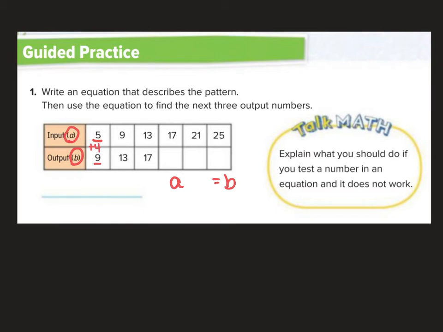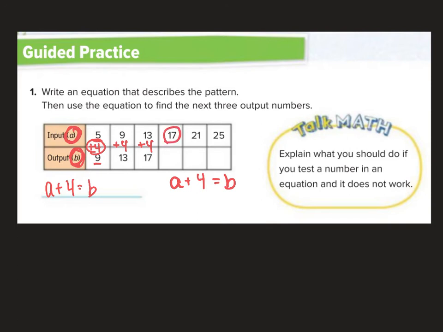Let's see if that adding 4 is our rule. Is 9 plus 4 equal to 13? Yes, it is. Is 13 plus 4 equal to 17? Yeah, it is. So our equation is A plus 4 is equal to B, our output. So it says we're supposed to write an equation, so I'm going to put that over here. A plus 4 equals B. So I take my input, add 4, and it gives me my output, is all I'm saying there.